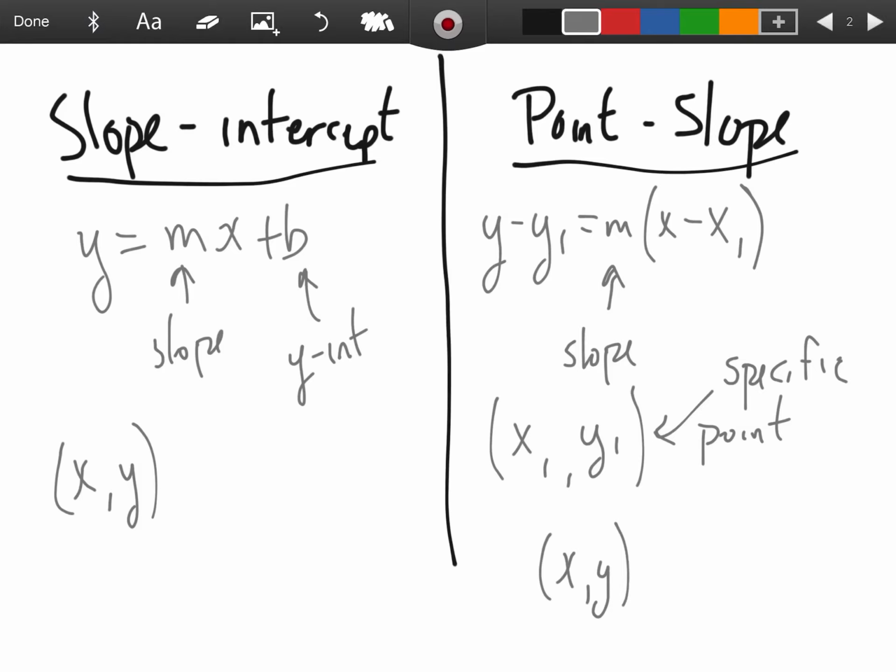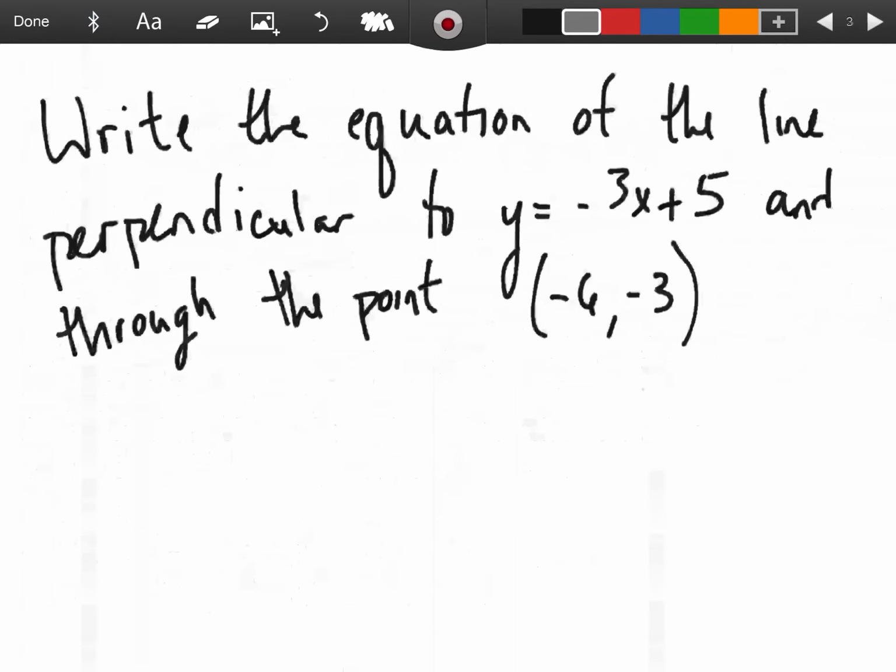All right, so all we need in order to write the equation of a line is a point and the slope. It doesn't matter what that point is. If it's the intercept, great, it's super easy to put it in slope-intercept form. If not, then we could just use point-slope form and even convert point-slope form into slope-intercept form.